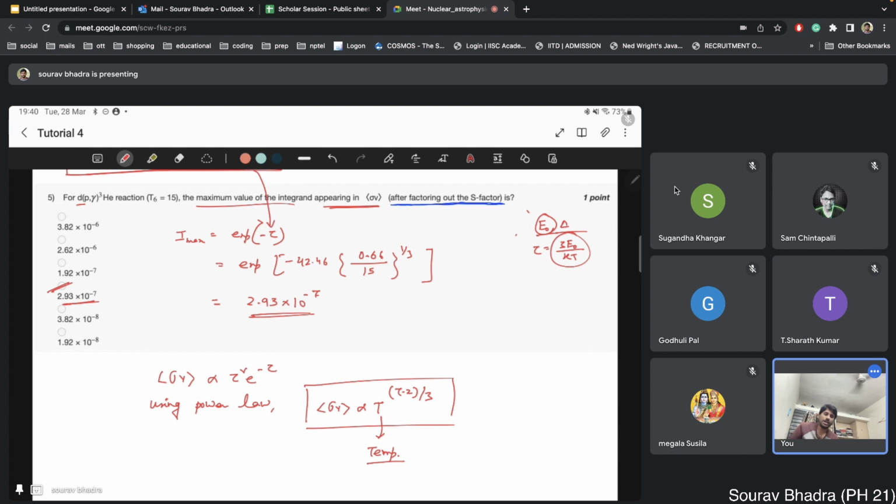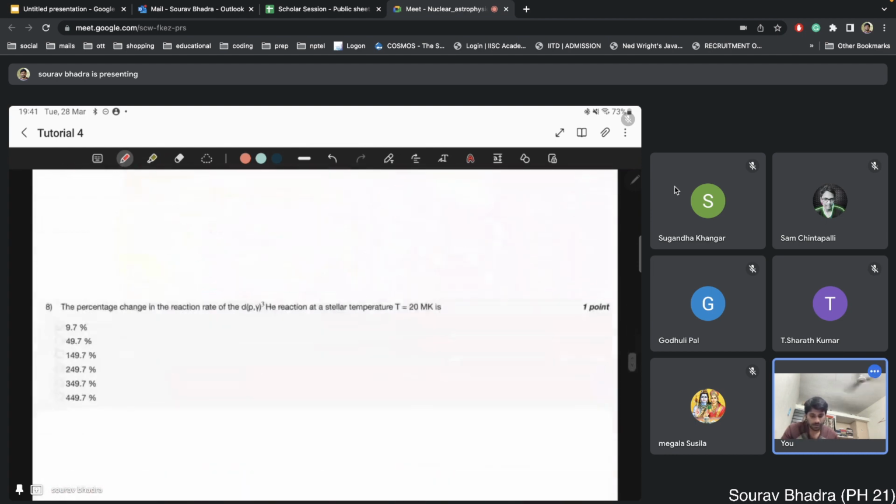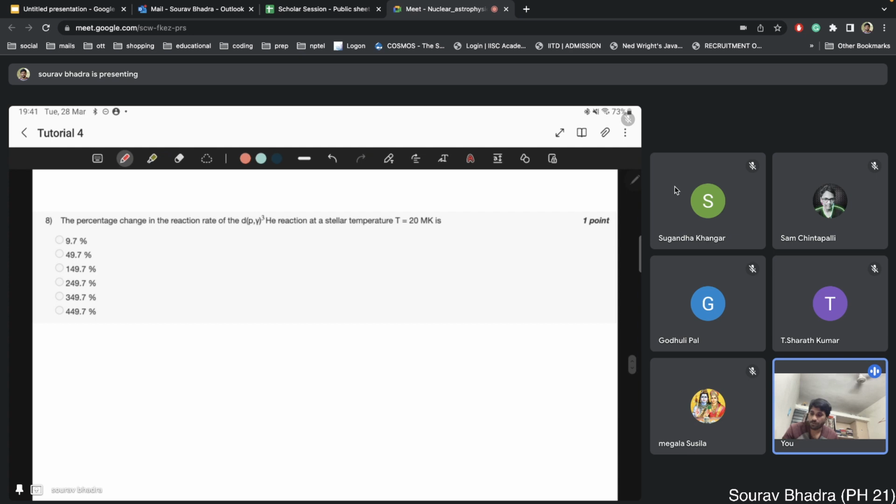Okay, so if you can calculate the tau for a particular reaction, you can find out the dependency of that reaction on temperature, because this tau is exactly this tau. So if your tau is given, the reaction rate will be proportional to T to the power tau minus 2 by 3. Remember this particular expression. Now that is needed for this number 8 problem.